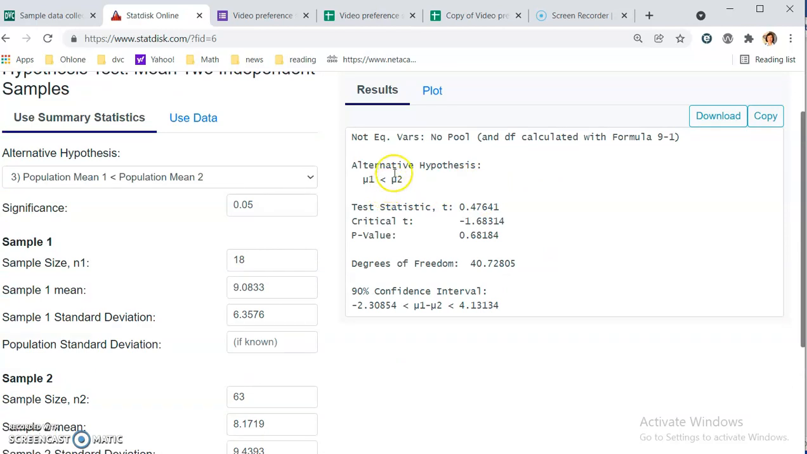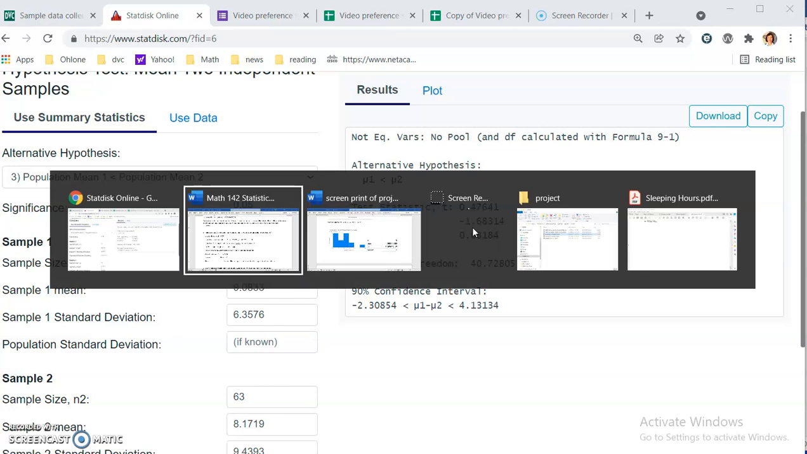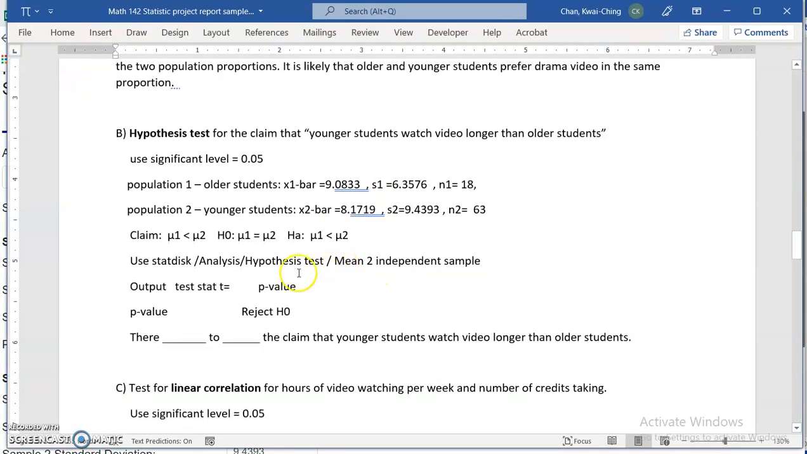data. And here is my output. I have t equal to 0.4764 and p-value equal to 0.6818. The 90% confidence interval is also here. You can see that it goes from negative to positive, so probably no significant difference, right? So let me put down my number. So t is 0.4764, p-value equal to 0.6818.